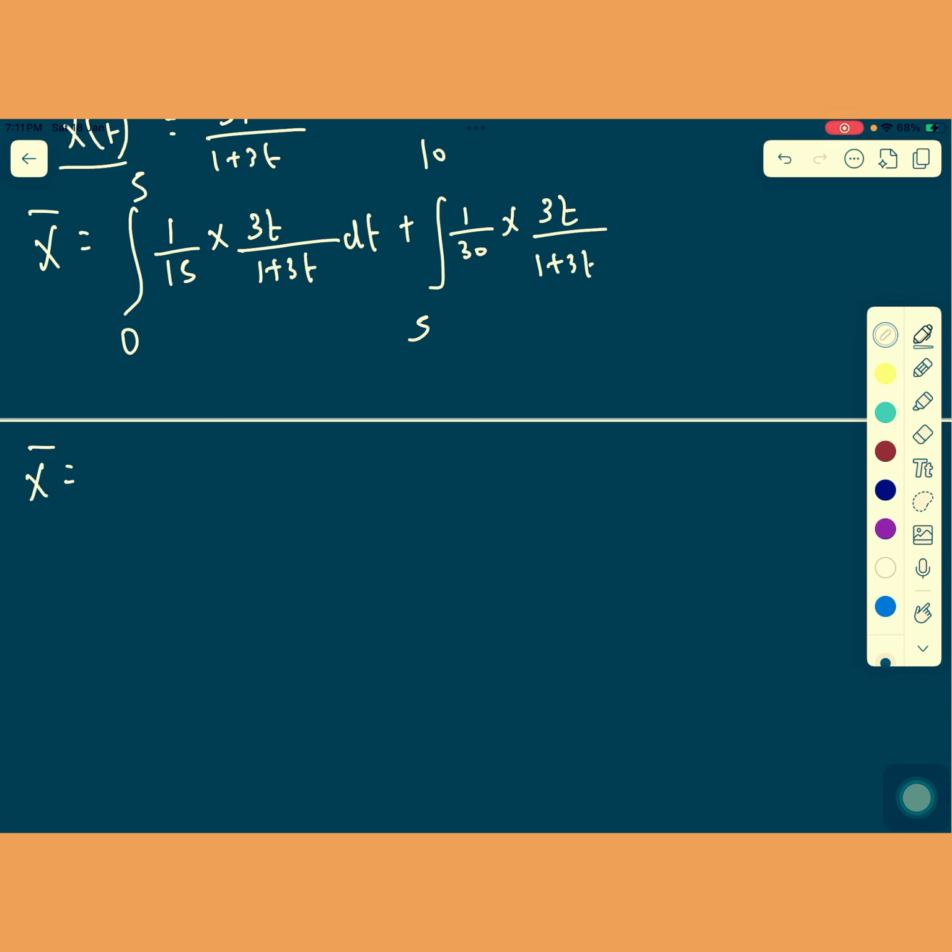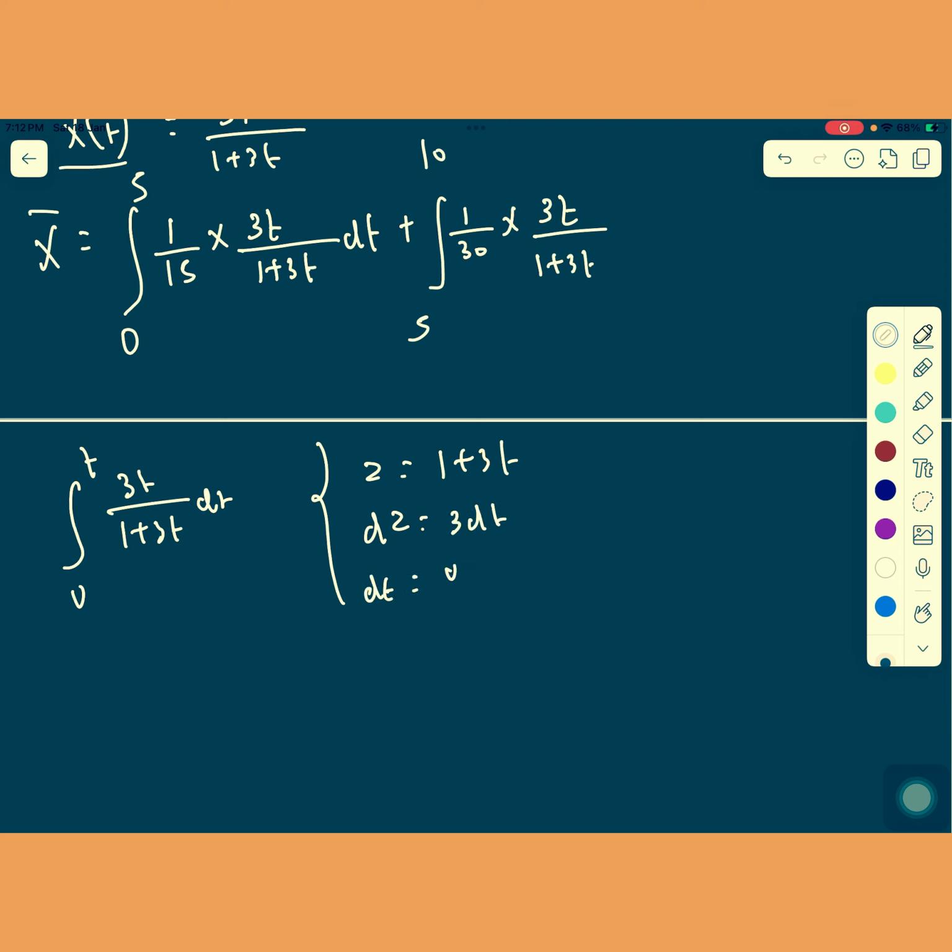So x bar can be written as, let's say if I want to integrate these things, integral 0 to t of 3t divided by 1 plus 3t dt. So I'll let z equal 1 plus 3t. So dz is equal to 3 dt. So dt is equal to dz by 3.